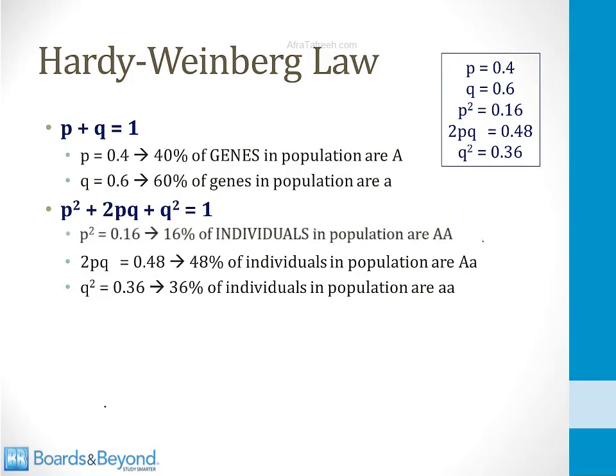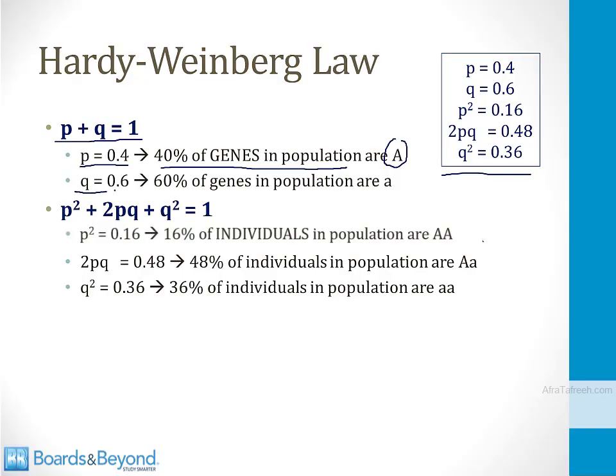So let me just pause here and review what all the different variables in the Hardy-Weinberg law represent. At the top right of the screen, I've written the values we got in our example for p, q, and all the different combinations. So the first element of the Hardy-Weinberg law says that p plus q equals 1. In our example, p was 0.4. This means that 40% of genes in this population are big A. That's what the value of p represents.